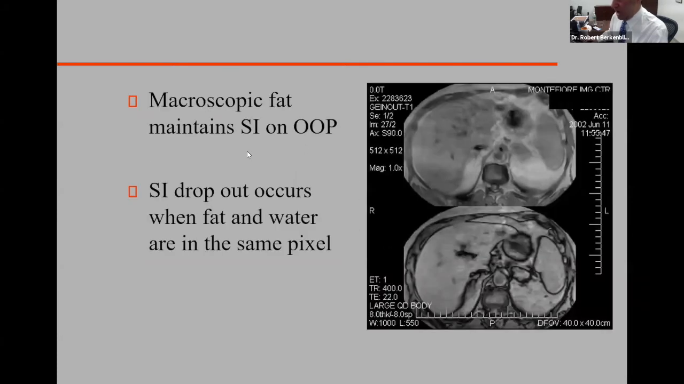What about macroscopic fat? Microscopic fat is what we're looking at in the adrenal. Macroscopic fat's different, and we can see it here in this large chunk of retroperitoneal fat from in phase to out of phase. That signal intensity is maintained. There's not enough water there to cause signal loss. But when we look at the interface between water-rich spleen and fat, at that interface, we get the chemical shift artifact.